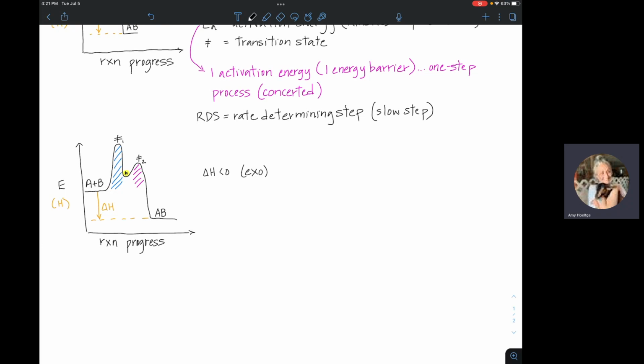What else can we say? We can say that our activation energy for the first step is E sub A1, and the activation energy for the second step is E sub A2. Our first activation energy is going to be greater in energy than our second, which means that E sub A1 describes your rate determining step, or in other words, the slow step in the reaction.